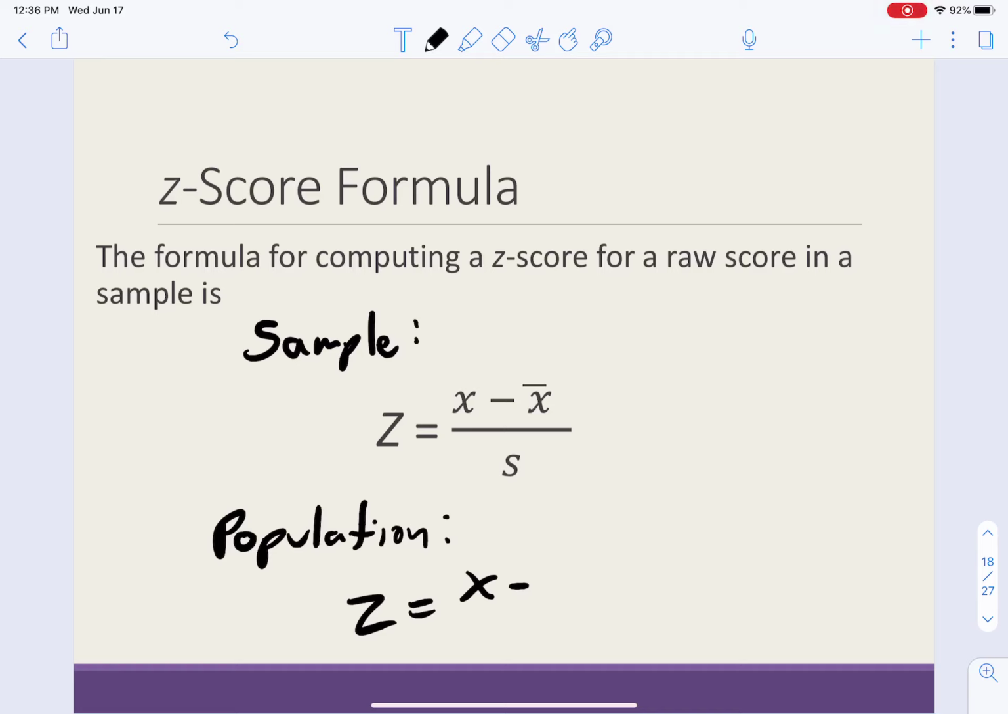And instead of x bar, since we're working with the population, it's mu. And instead of s, since we're working with the population, it's sigma. Now, they both represent the same thing, so no big deal there. Just slightly different terminology. Okay, so that is the formula for that. Write that down if you're making a formula sheet.